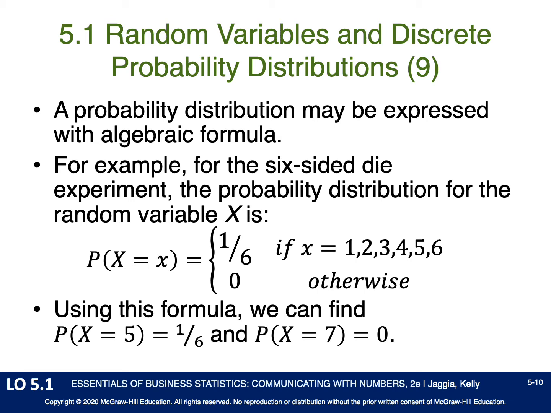And so we can say the probability of rolling, let's say, a 5 is 1/6, but the probability of rolling a 7 is 0 because that's outside of the sample space. That's not an option.